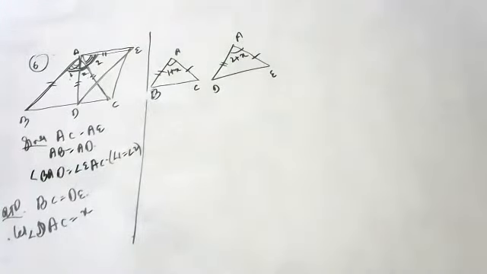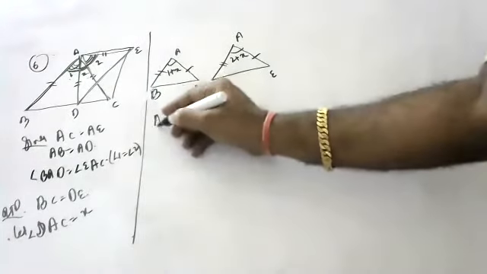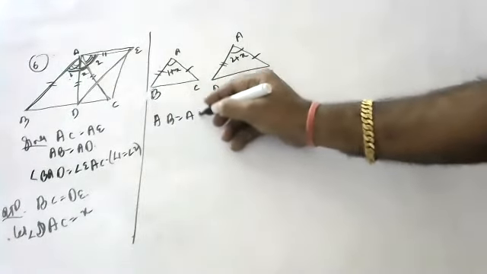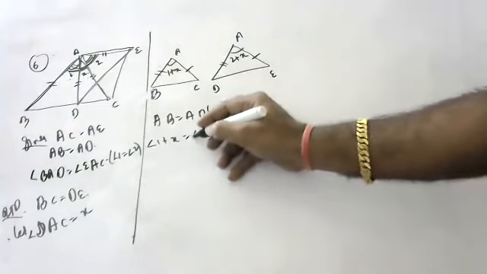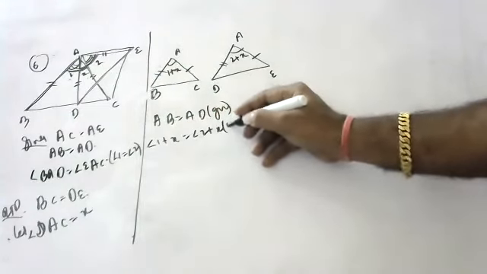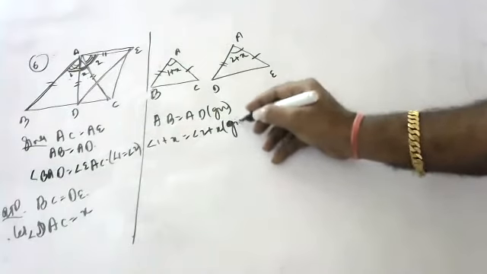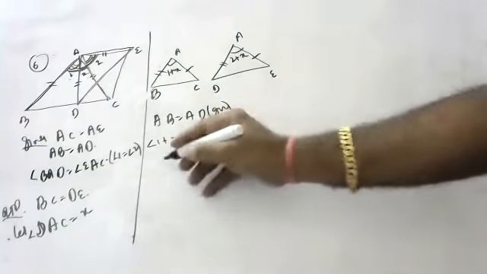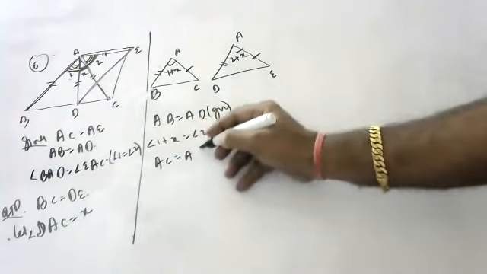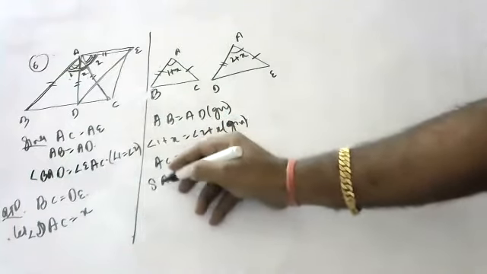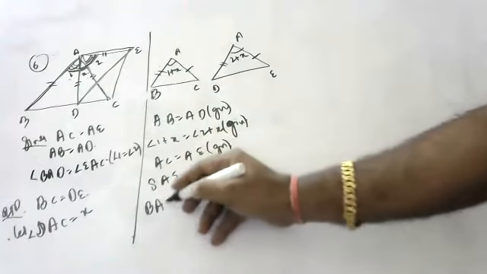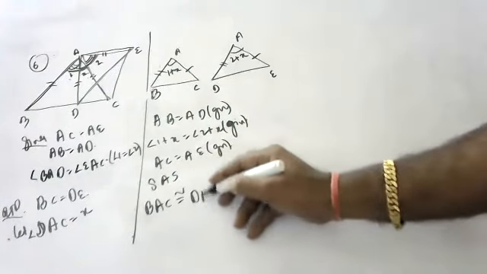Okay, children. So now let's start proving. AB is equal to AD. Why, children? Given. Angle 1 plus x is equal to angle 2 plus x. Why, children? Given and proved. AC is equal to AE. Why, children? Given. So by SAS, yes, we can say triangle BAC is congruent to triangle DAE.